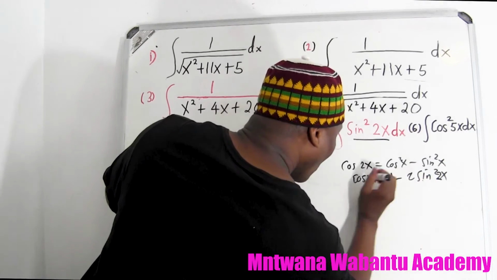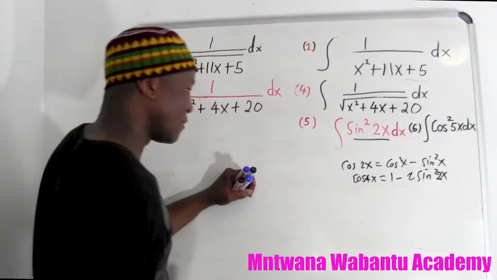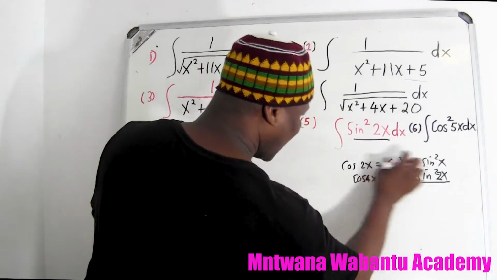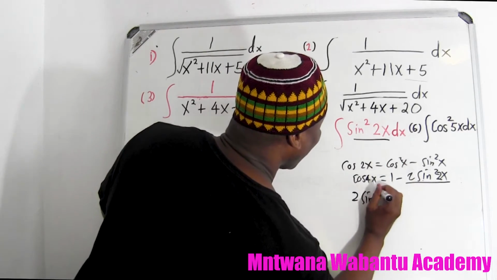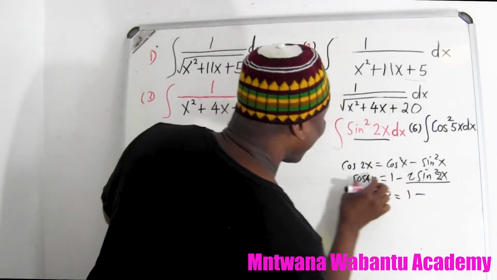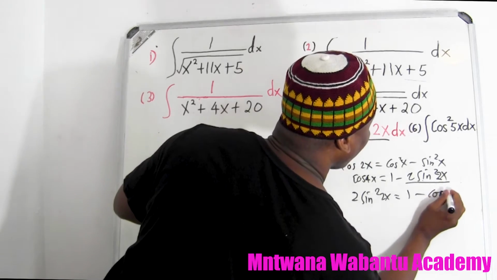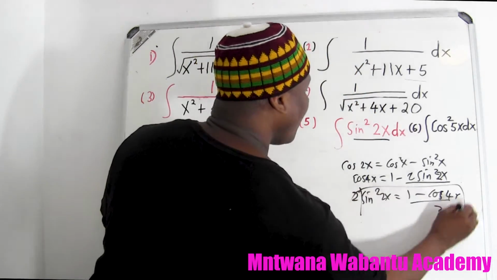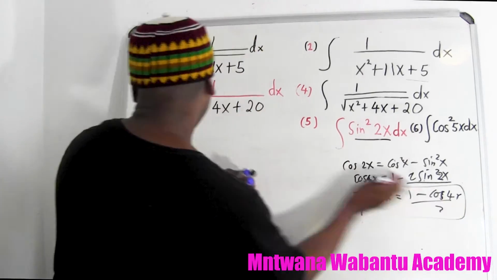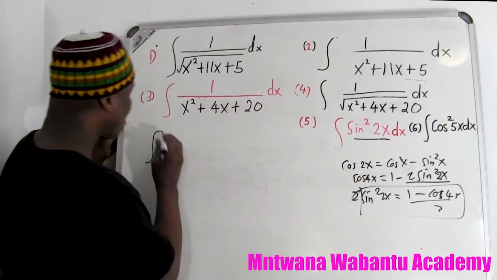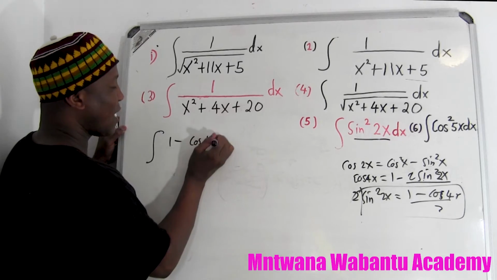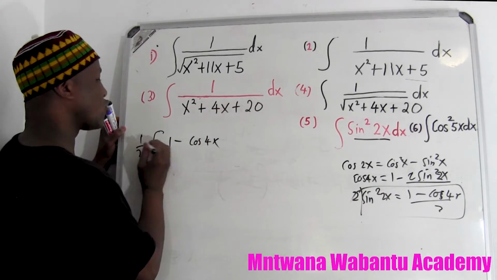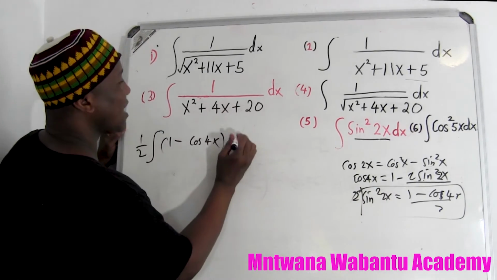Since you want to get sine squared of this angle, and this is 2, this is going to be 4 then. If I want to get this, I'll take it to the right: 2 sine squared 2x equals 1 minus cos 4x. Divided by 2, it's going to be over 2, and this cancels. So I replace this with that. It's going to be the integral of 1 minus cos 4x over 2, so I can take 1 over 2 out at the front, dx.